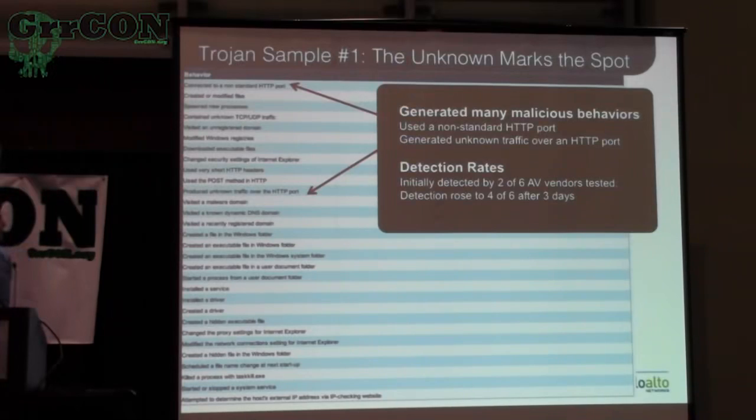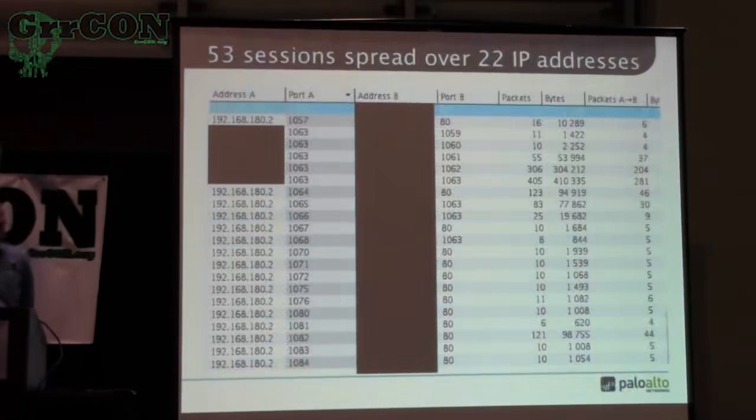Anything from messing with the security and proxy settings of the web browser, creating and installing drivers and services, starting executables and processes from the user document folder, things like that that typically are not found in legitimate software. It also did, on the networking side, a couple behaviors. You can see those arrows pointing to connecting to a non-standard HTTP port, and also producing unknown traffic over the HTTP port. So let's take a look at that network traffic.